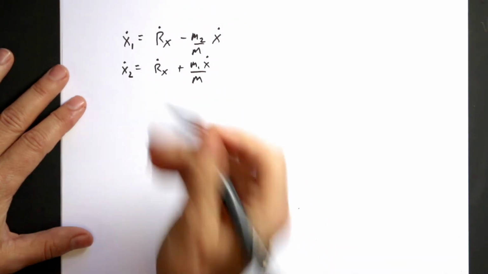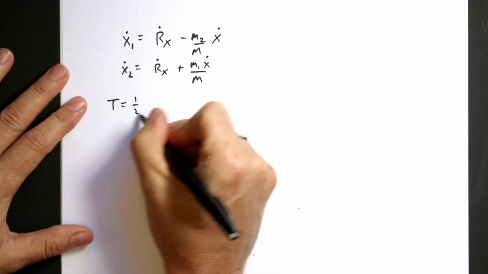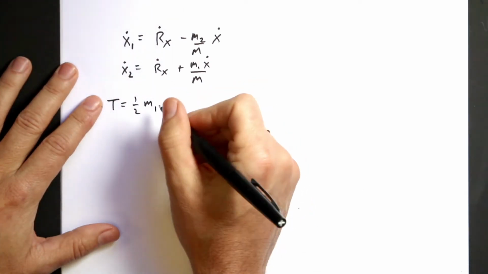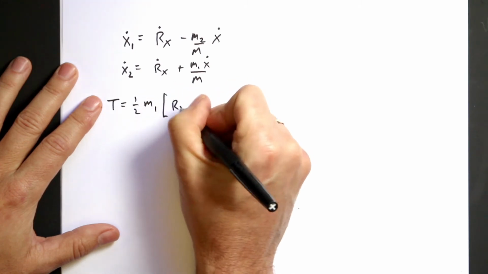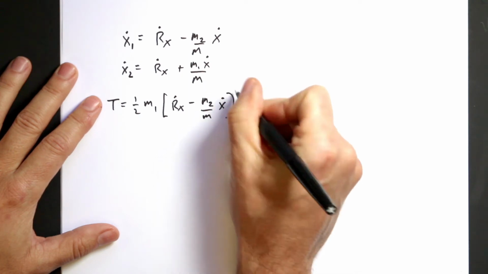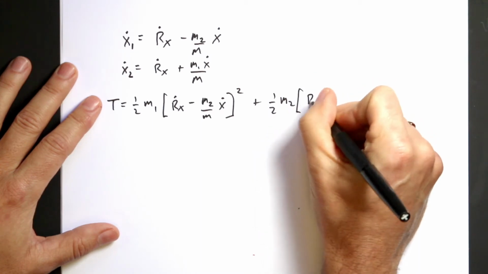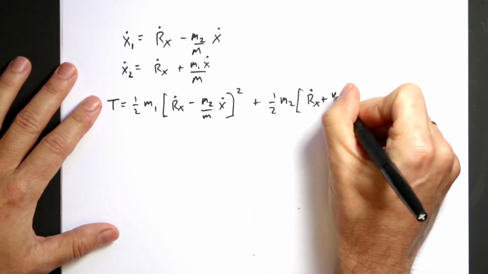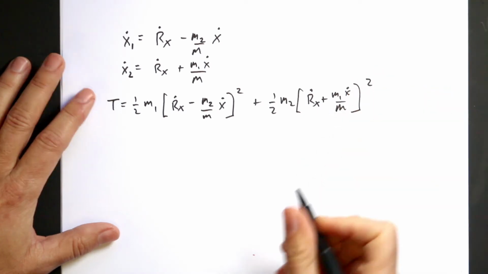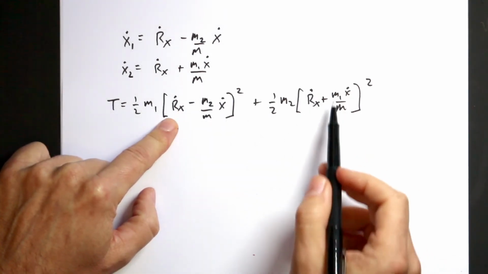So now I can put these into the x part of the kinetic energy. So T equals 1/2 m1 x1 dot squared, which is this. So I'm going to put (Rx dot minus m2 over M x dot) squared plus 1/2 m2 times (Rx dot plus m1 x dot over M) squared. So this is x1 dot, that's x2 dot.